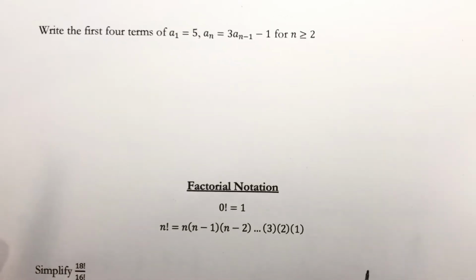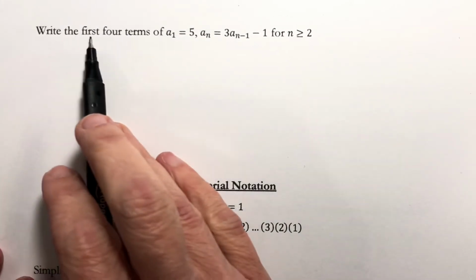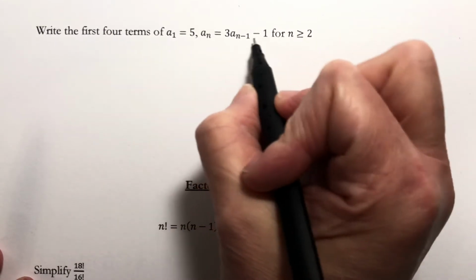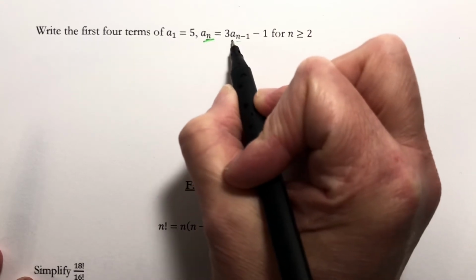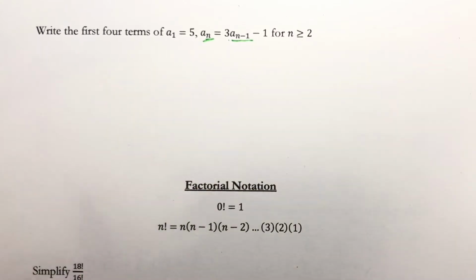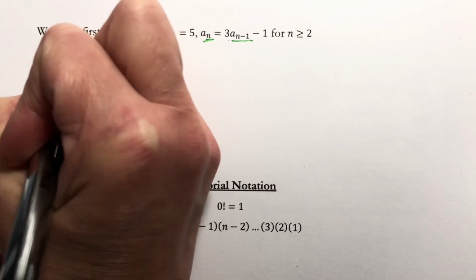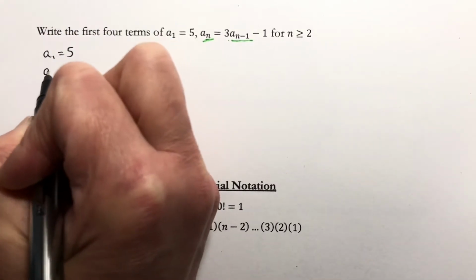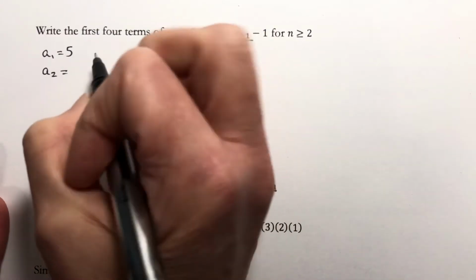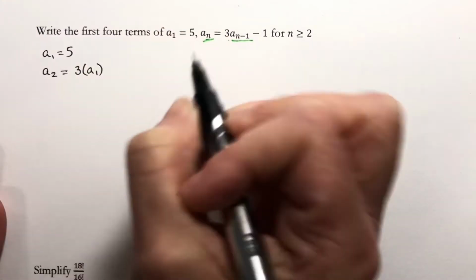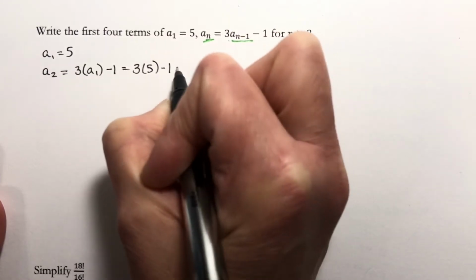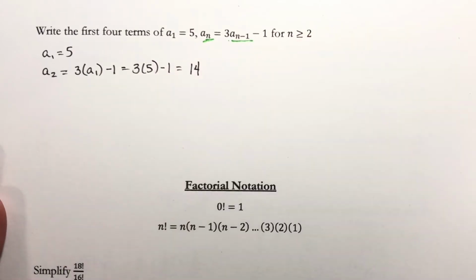All right, so let's look at another one. We want to write the first 4 terms of this sequence, where your first term is 5, and then to find your next term, you're going to see the previous one, multiply it by 3, and then subtract 1. Okay. So A1 is given to us, it's 5. So to find A2, we go to the previous one, which is 5. This is going to be 3 times A1 minus 1. So 3 times 5 minus 1, 15 minus 1 would be 14.